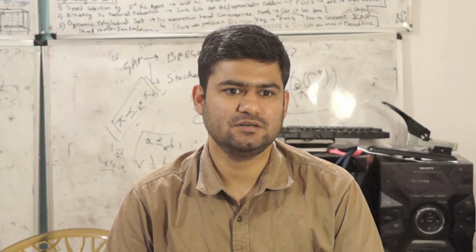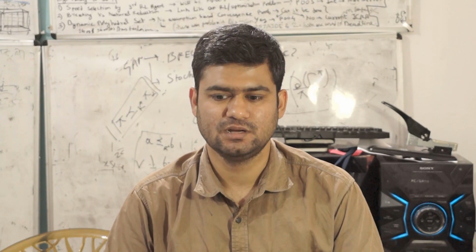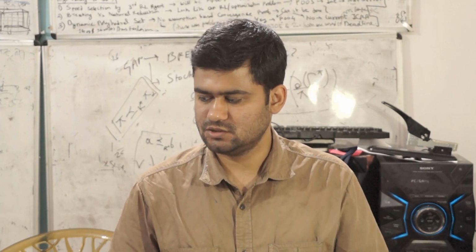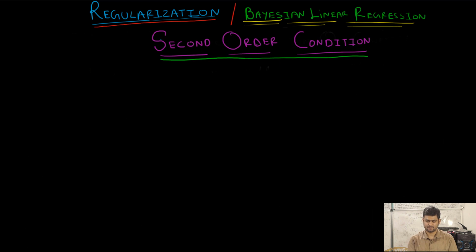So in this part of the lecture, we will discuss the second order condition of the convexity of a function. That is, any function that satisfies the second order condition has to be a convex function. So let's assume that function f is twice differentiable. Assume there's a function f, which is a mapping from an n-dimensional real vector to a scalar, and it is twice differentiable.